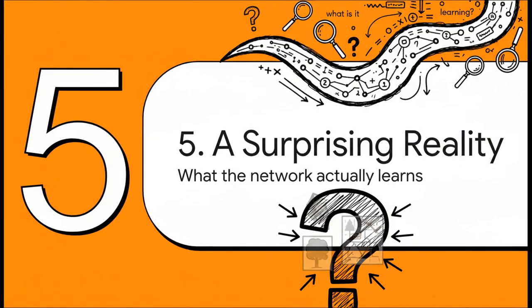Okay, so the process works. The ball is rolling downhill, the cost is getting lower, and the network's answers are getting more and more accurate. But what is it actually learning inside those hidden layers? Is it learning the things we hoped it would learn?